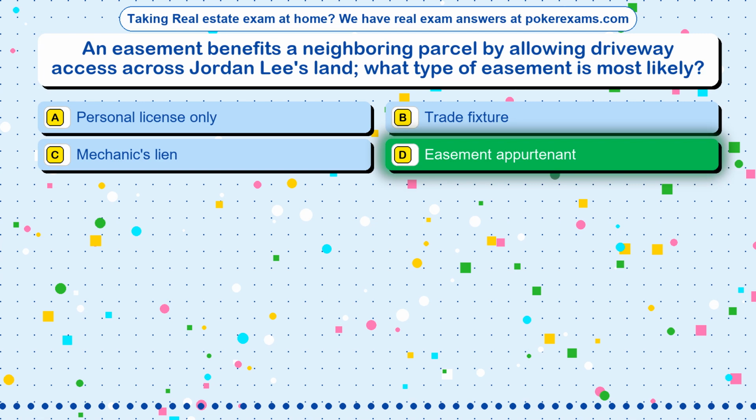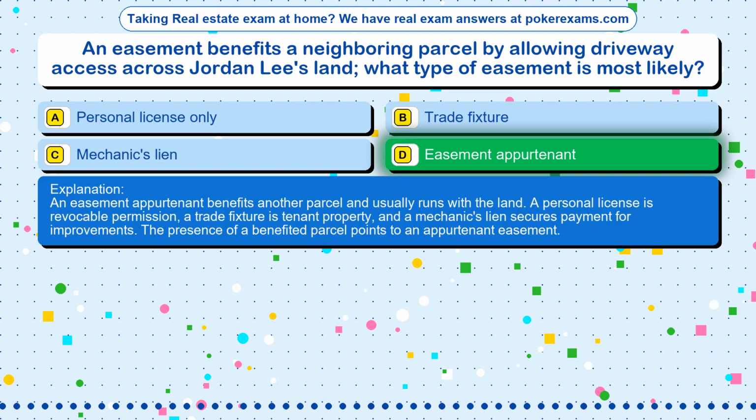The correct answer is option D. Easement appurtenant. An easement appurtenant benefits another parcel and usually runs with the land. A personal license is revocable permission, a trade fixture is tenant property, and a mechanic's lien secures payment for improvements. The presence of a benefited parcel points to an appurtenant easement.